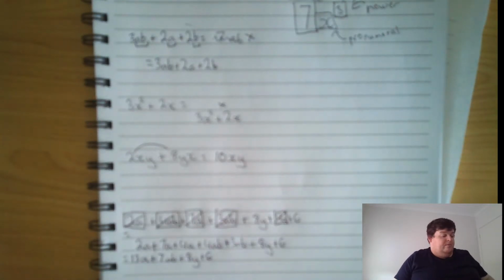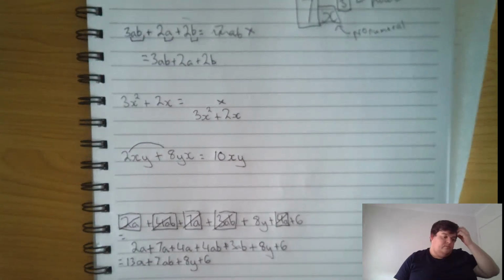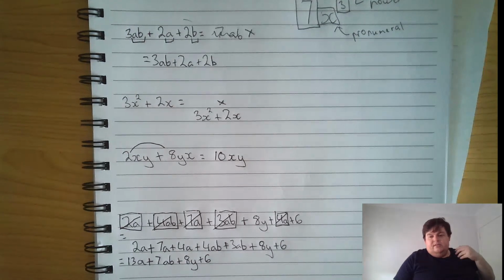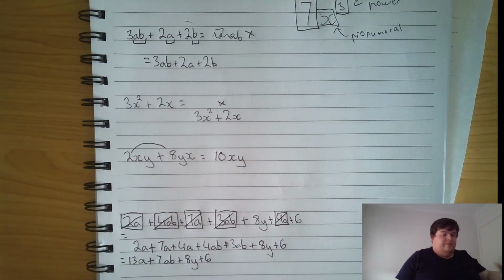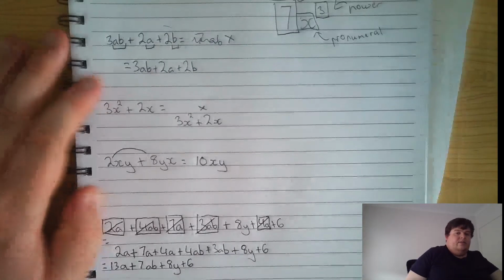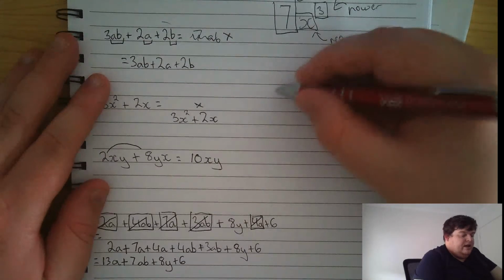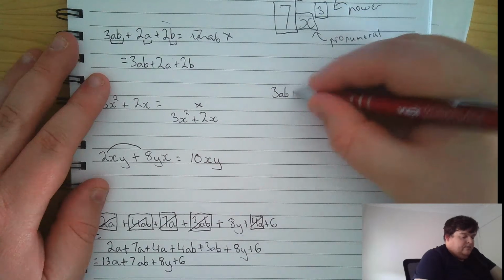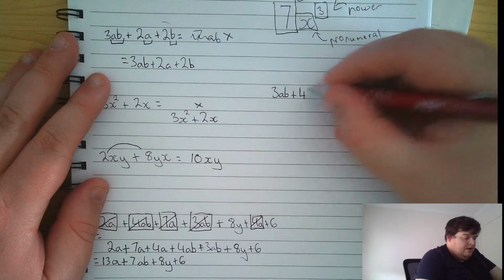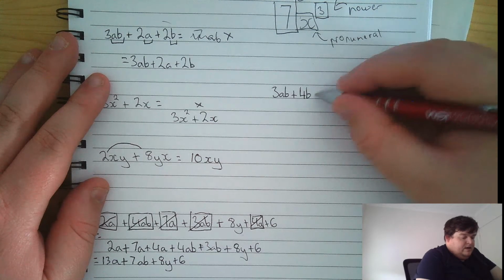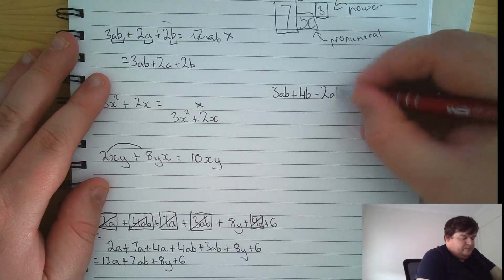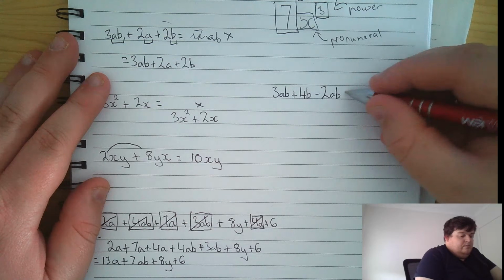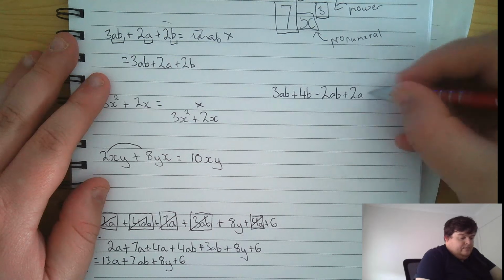And I know that that's probably a little bit hard, but I think that it's important to go through something like that. I'm just going to add another question here underneath. Let's say I had something like 3ab plus 4b minus 2ab plus 2a minus b.